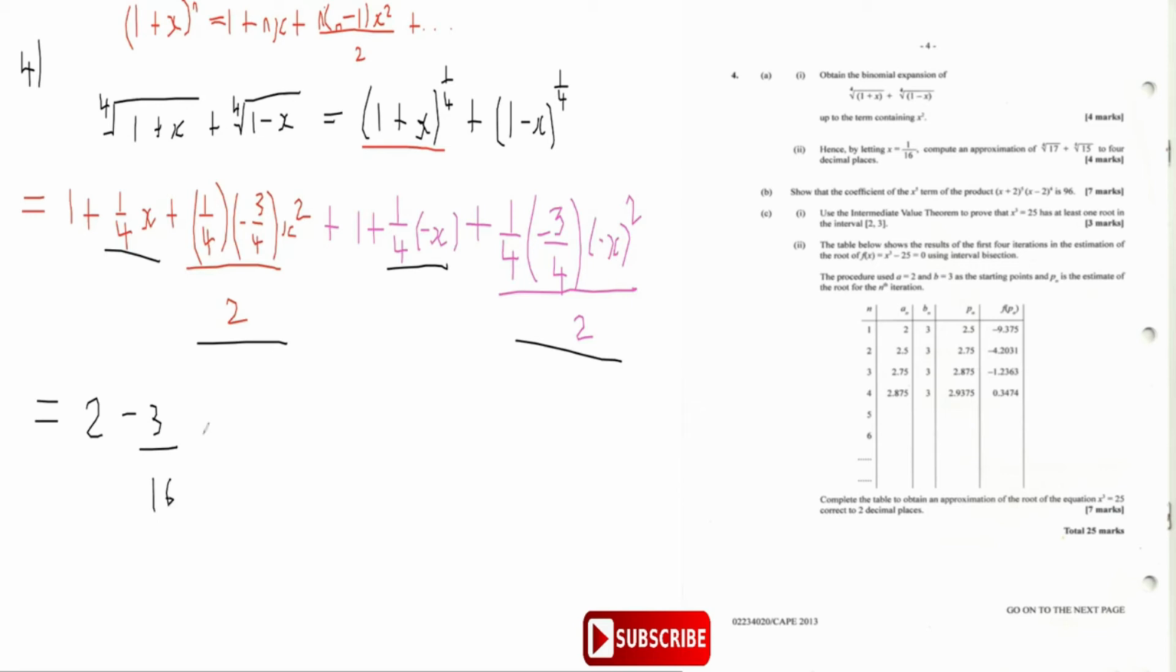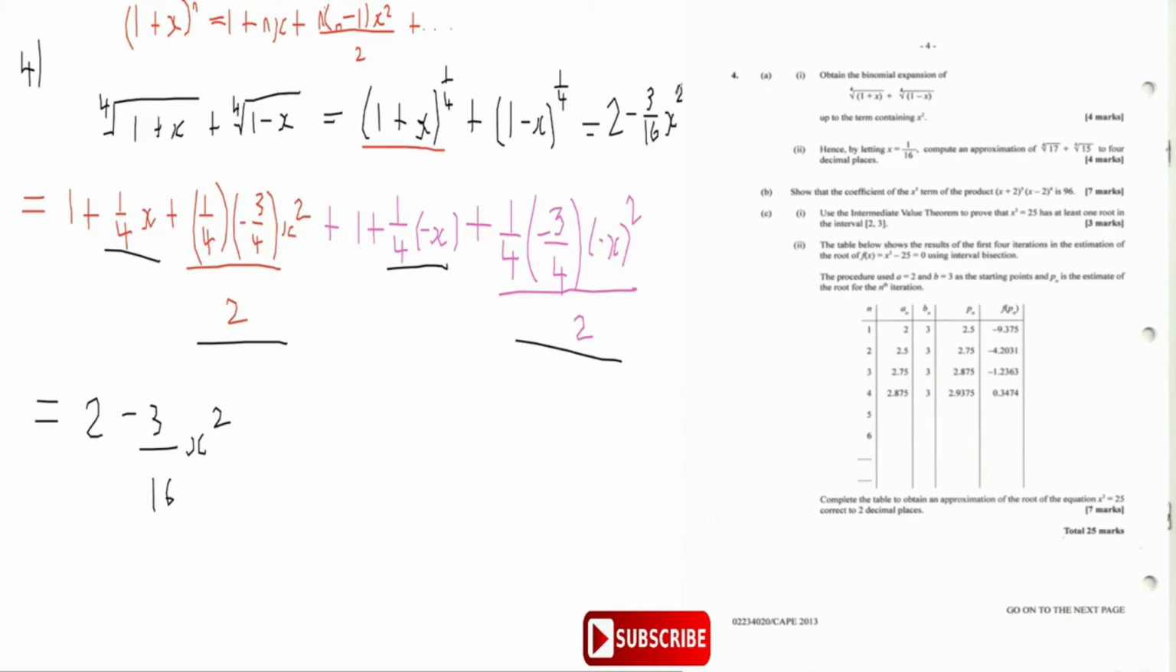All right, so that's the answer. All of this just works out to be 2 minus 3 over 16 x squared. You see how beautiful? Look at this complicated thing. All of it is just going to be equal to 2 minus 3 over 16 x squared. Math is so beautiful.